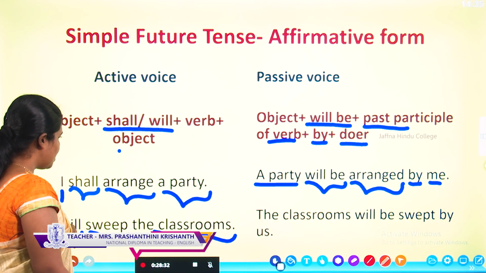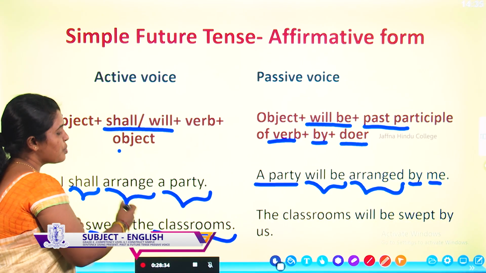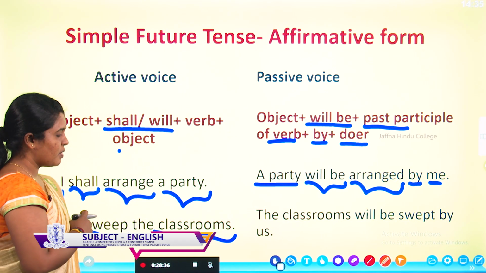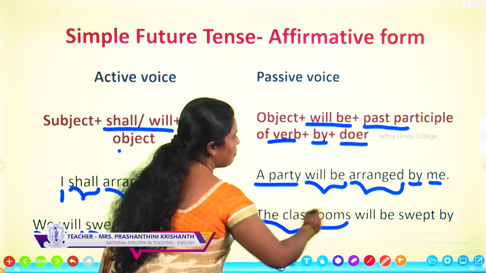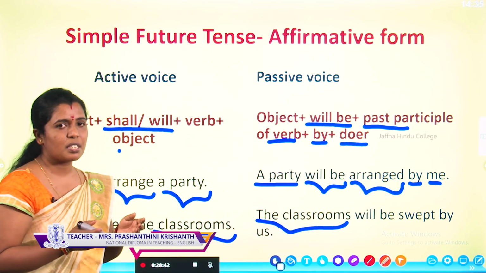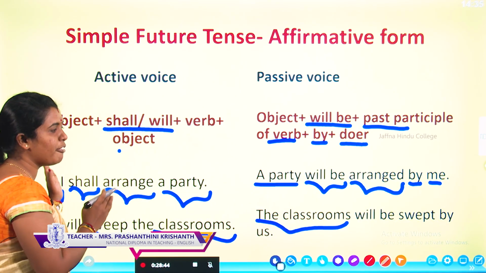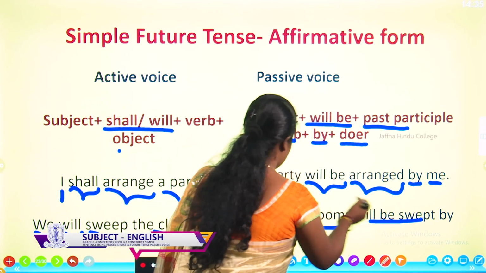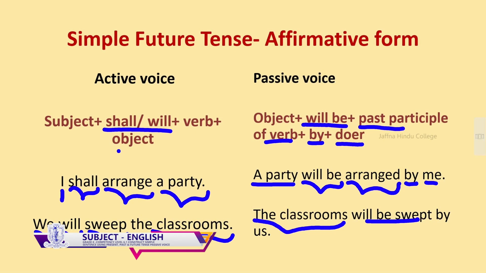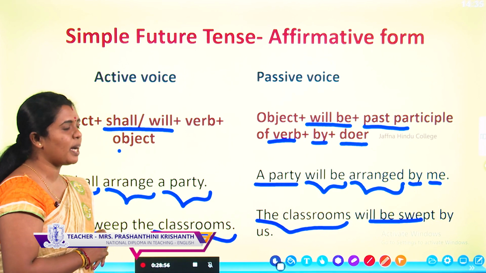See the example 2. We will sweep the classrooms. Right? The classrooms will be swept. So, what is the past participle form of sweep? Swept by us. Right? We, when it comes here, us. The classrooms will be swept by us.